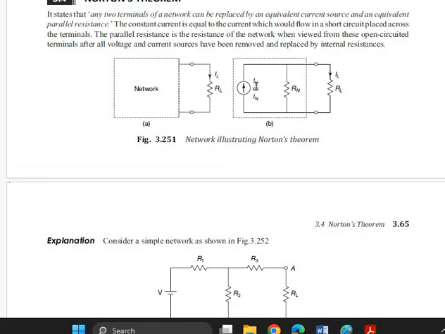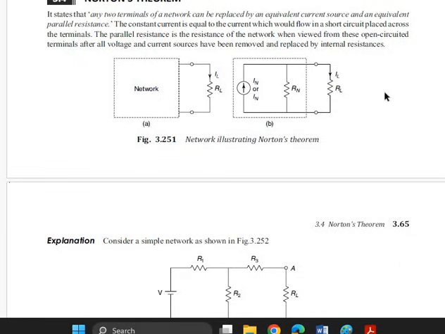it is to be Norton's current, that is IN. It has to be connected in parallel with RN, that is Norton resistance, along with the parallel resistance, that is nothing but load resistance RL. The current flowing through the load resistance has been represented as IL.